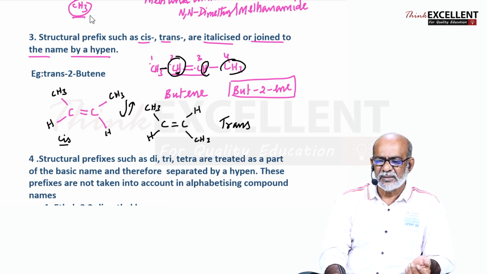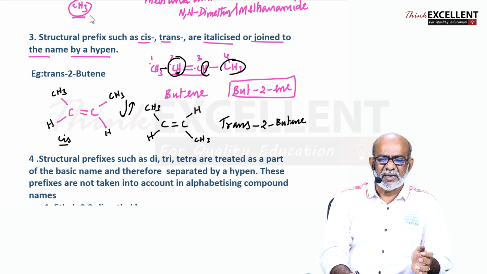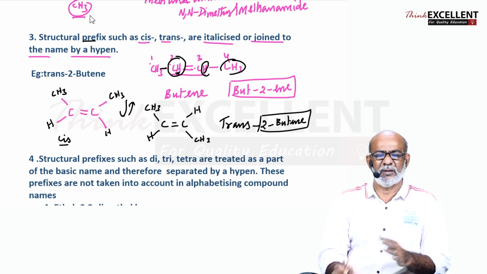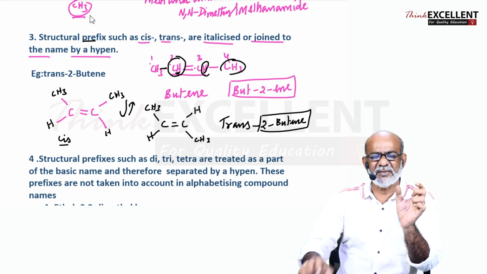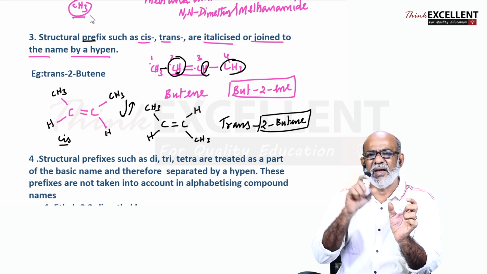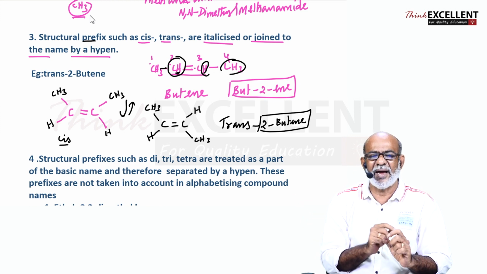Now, I write that, trans-2-butene. Now, I will come to the point. You see, the structural prefixes cis, trans are italicized and joined to the name by a hyphen. So what is the name? 2-butene joined to the name, trans-2-butene. Between cis or trans and the name of the organic compound, you put a hyphen.